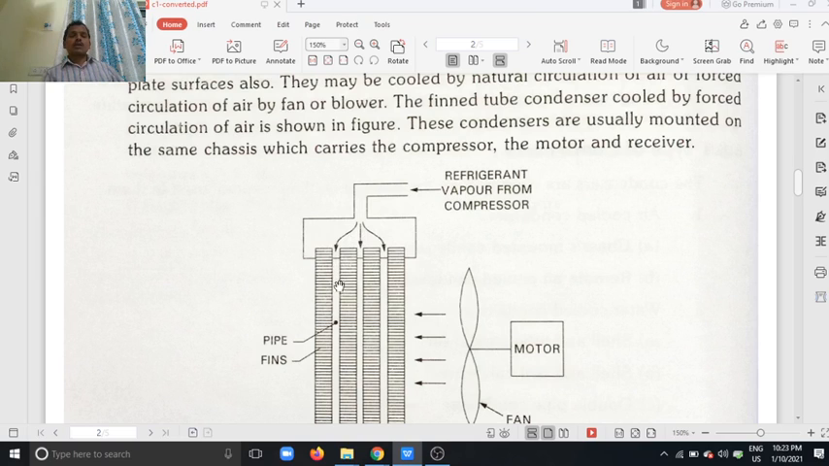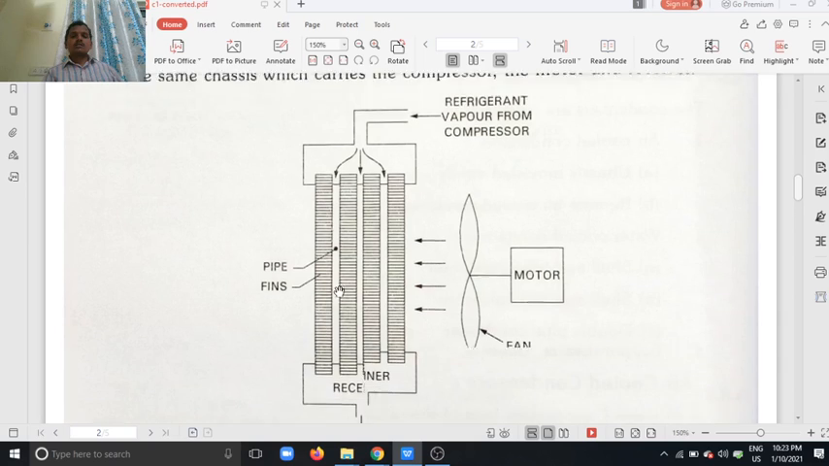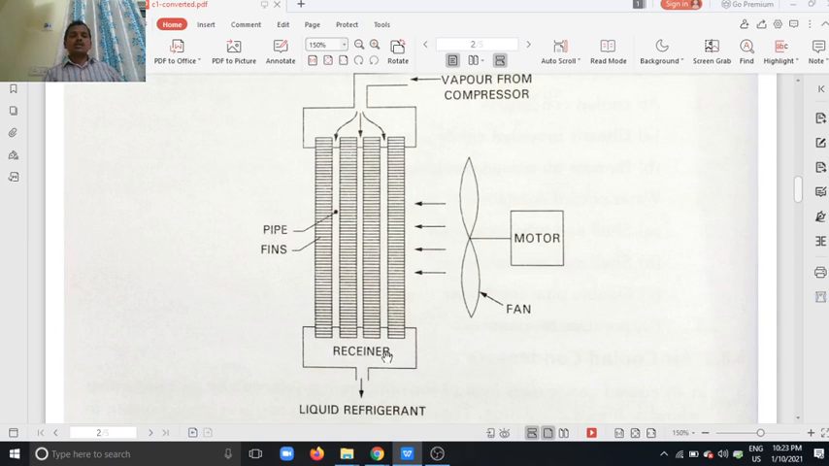Due to gravity, the water moves downward and is collected at the receiver, and the liquid refrigerant goes to the expansion valve. So these are the fins. These fins increase the area of cross sections.